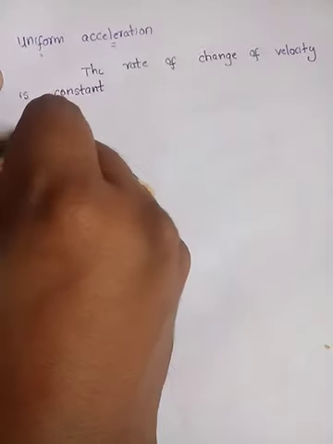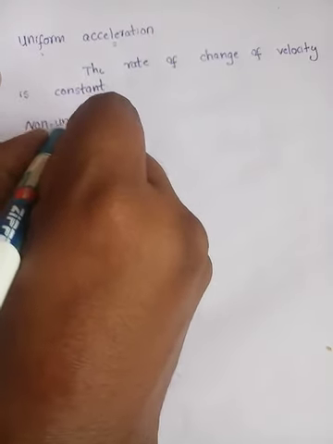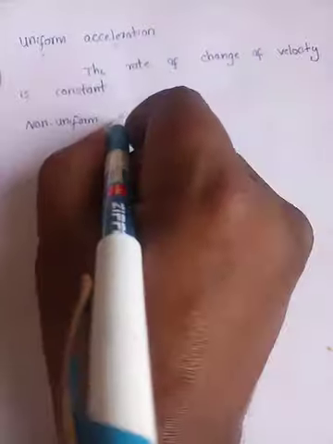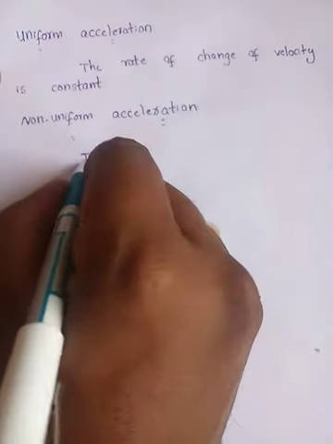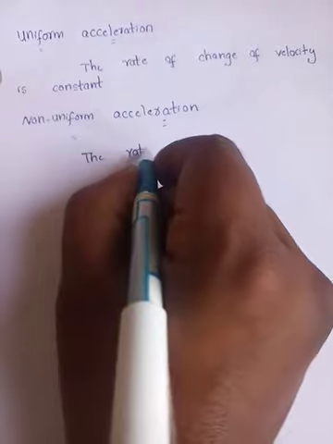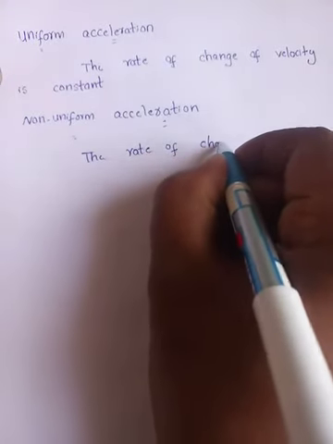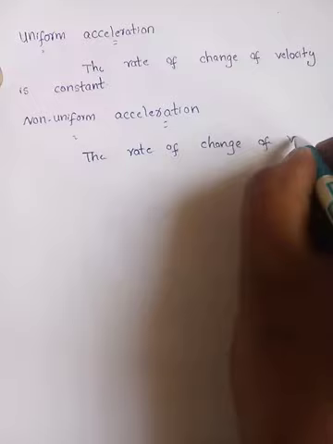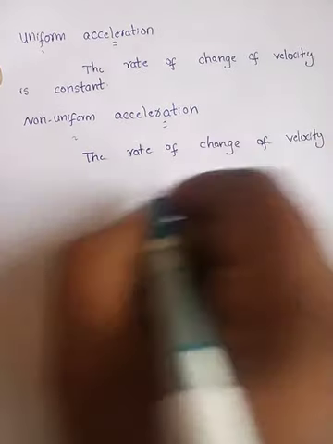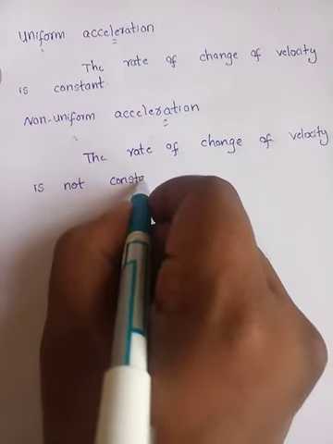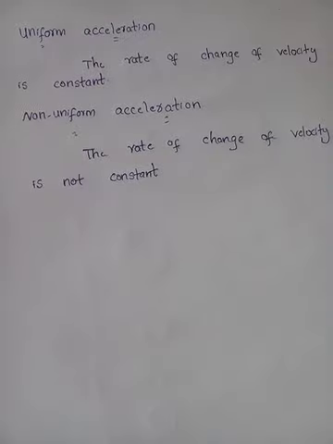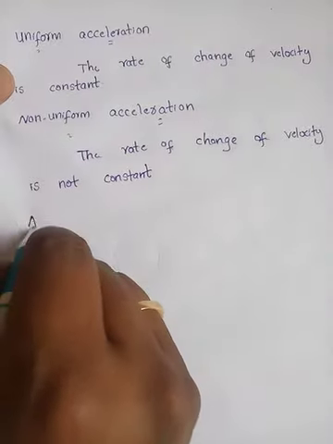Next one is non-uniform acceleration. In this case we can easily say that the rate of change of velocity is not constant. If the rate of change of velocity is not constant, then the body is said to be having non-uniform acceleration. Next one is what?